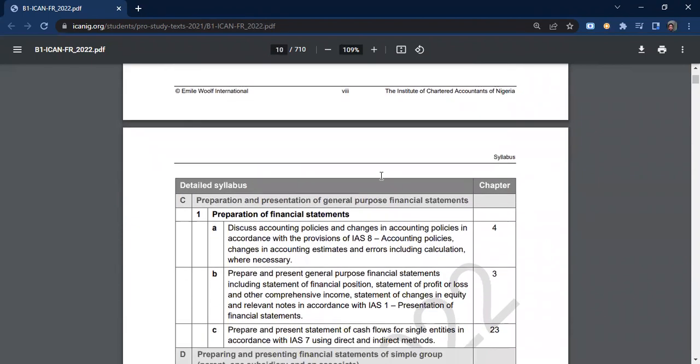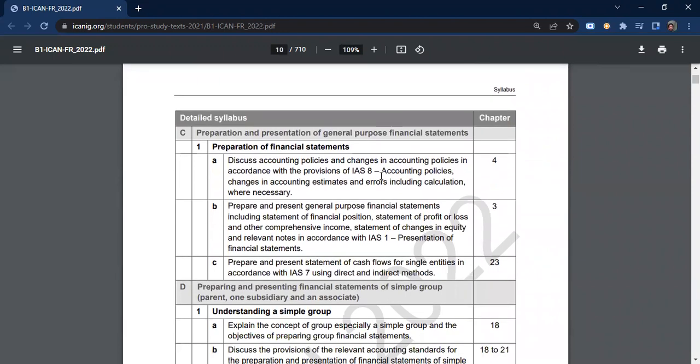Then we'll be looking at the preparation of financial statements, just like a continuation of what you know before. How do we prepare the statement of profit or loss and other comprehensive income? How do we prepare the statement of changes in equity? How do we prepare the statement of financial position? How do we prepare the statement of cash flows, which you are aware of from before? And what are the notes to the accounts? So those are the five components of financial statements, and we'll be looking at how to prepare them.